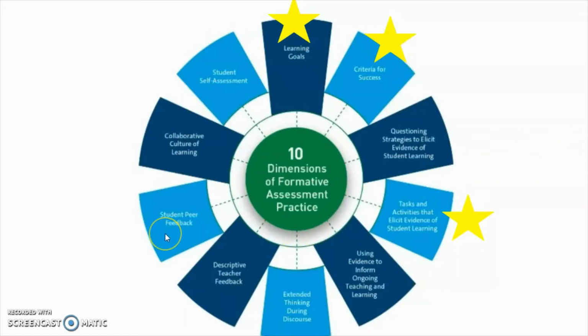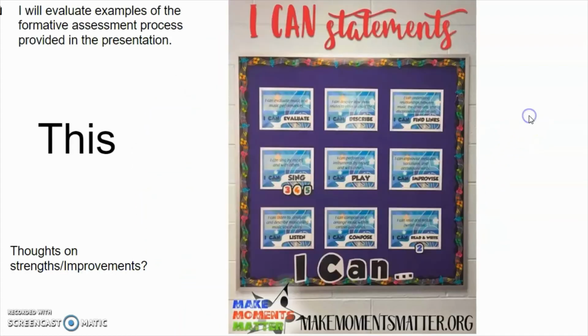Because if you do student peer feedback, but you haven't identified your learning goals or your criteria for success, it's probably going to be a mess and it won't be as effective as it could have been if you had mastered these three things first. Okay, and then this is actually one of my favorite points of this presentation.